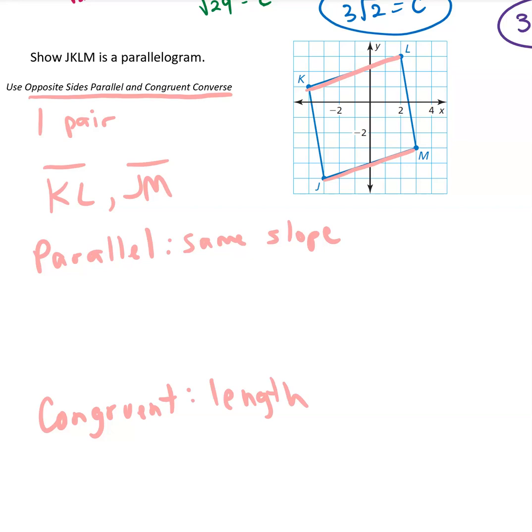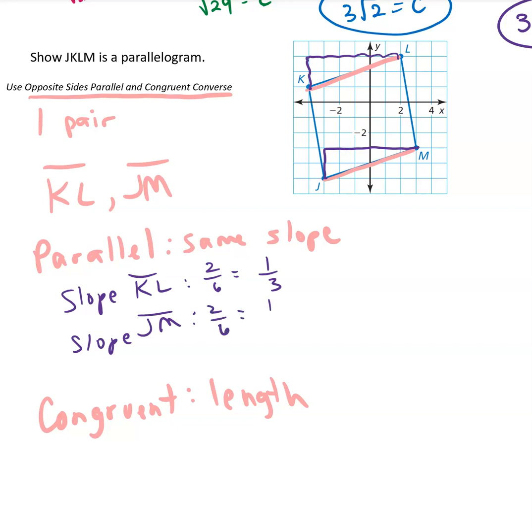So parallel, that means I need to find the slope of KL first. So I'm just going to do rise over run. We have a rise of 2 and a run of 6. So 2 over 6, which is 1/3. So KL has a slope of 1/3. Then for JM, we have a rise of 2 and a run of 6. So JM also has a slope of 2 over 6, which simplifies to 1/3. So that shows us that they are parallel since they're the same.